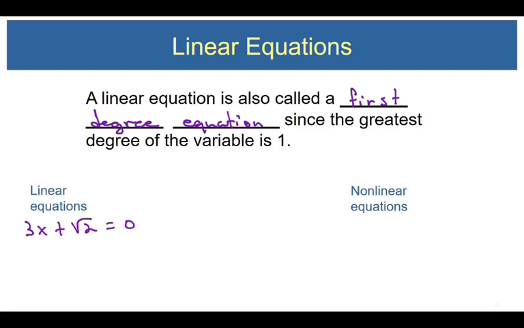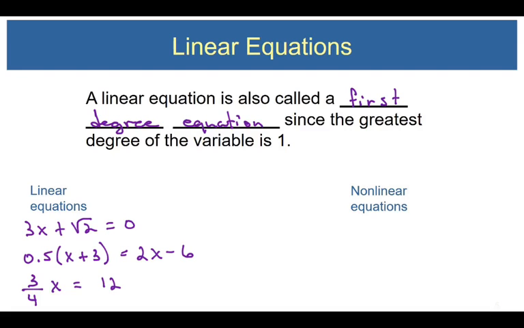3x plus square root of 2 equals 0. You see the power of x is just the first power. How about 0.5 times x plus 3 equals 2x minus 6? So this is also a linear equation because we just have x to the first power. How about 3/4 x equals 12? Again, yes, this is a linear equation because we have x to the first power and we have a constant. We don't have x to the second power. We don't have x in the denominator.